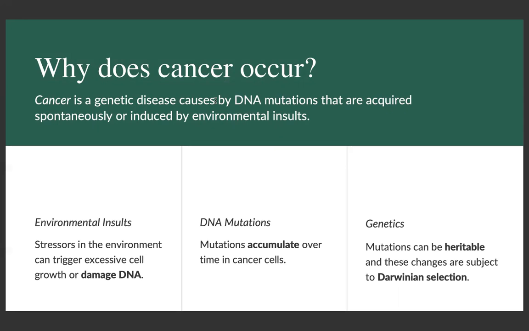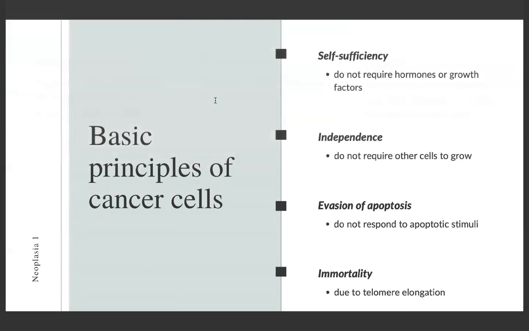Essentially, because of these heritable mutations that can occur as well. So let's take that as a transition into the basic principles of cancer cells. So essentially, what makes them the fittest, if you will. One is self-sufficiency. And so what that means is they do not require hormones or growth factors. They can independently sustain their growth. They can produce their own growth factors, and that is why they grow independently of all the other body tissues.